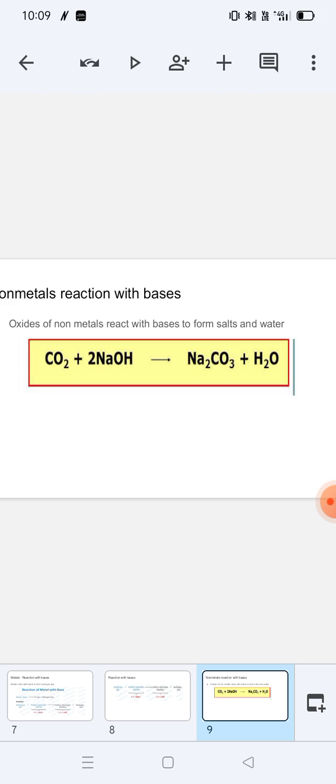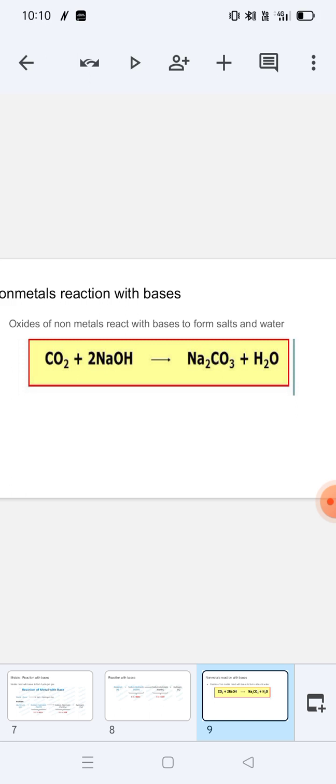Non-metals generally do not react with bases directly. Only the oxides of non-metals react with bases to form salt and water. This is the general equation. Okay. So for reaction with acids and bases, study only the general equation.